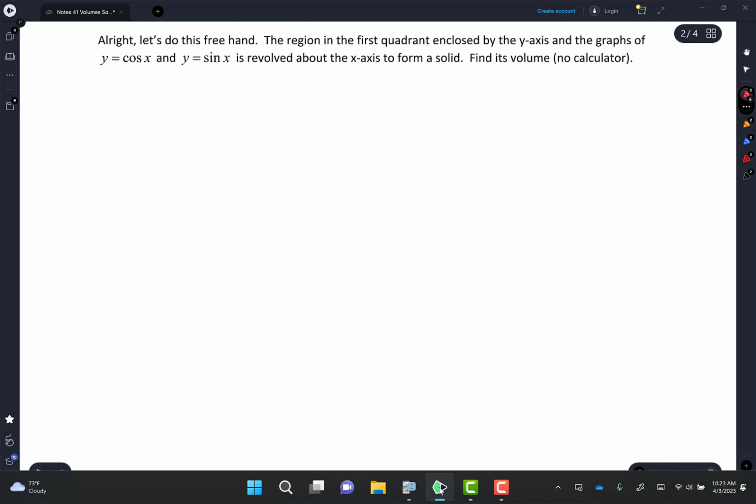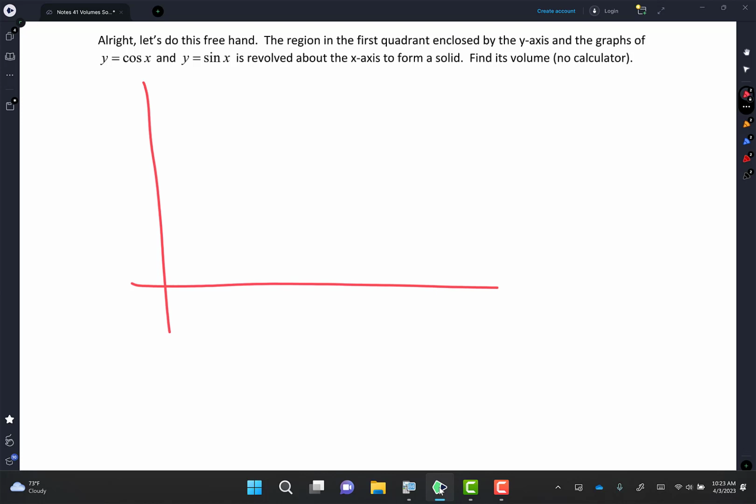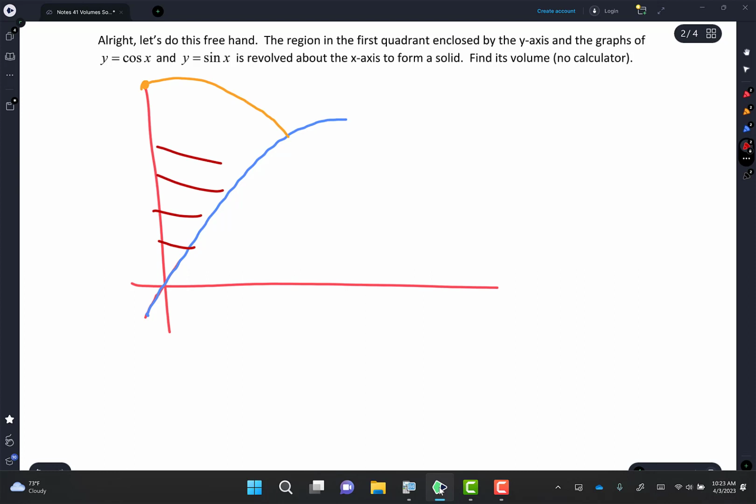Find its volume. Okay, so let's exaggerate quadrant 1. Do you guys know how cosine looks like? Yeah, it starts at x equal. Let's do the sine one first. Sine goes through the origin. Let me choose a different color. And then cosine goes through y equals 1. So here's 1. Do you see it's just going to be this region right here in red? It kind of looks like a bird beak. So if I were to erase this part and this, it kind of looks like that, like a bird beak.